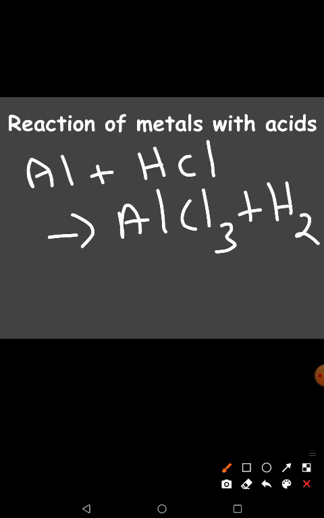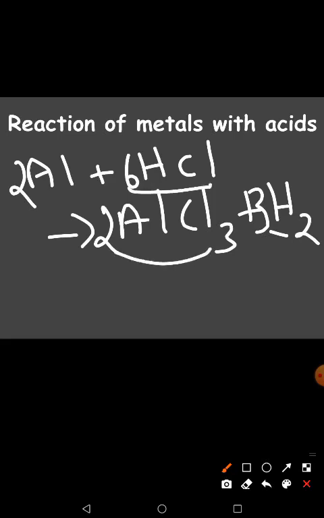Now how to balance this? See, here H is 2. So if I put a 2 here, Cl will also be 2, but here it is 3. So what should I do? I have to write 6 HCl here, so that it becomes 2 AlCl3 plus 3 H2. 3 2s are 6 hydrogen, and aluminium is 2, so here also it should be 2, and your chlorine is 3 2s are 6. Here you have 6. Clear to you?